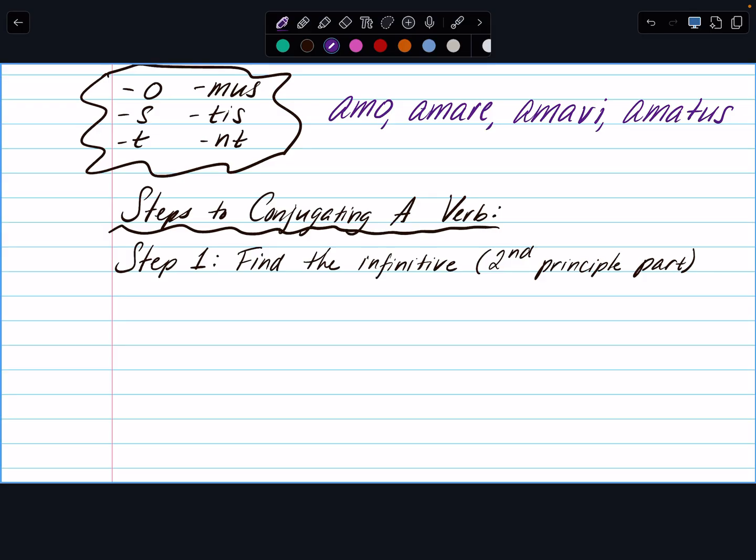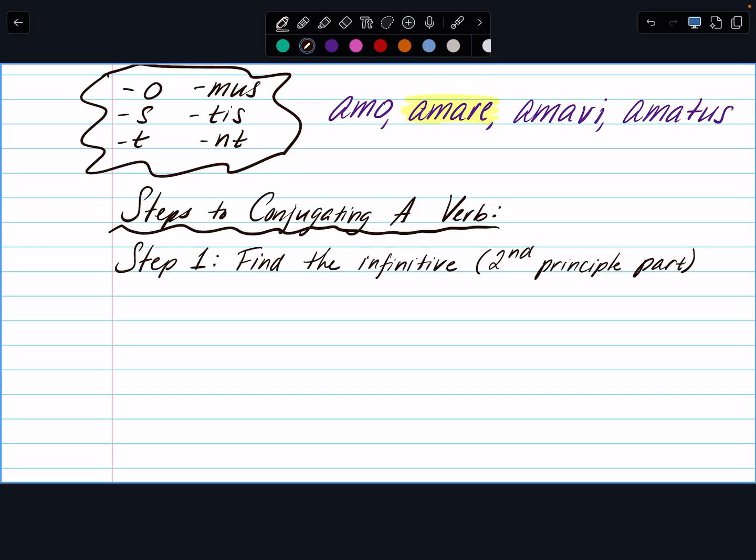The reason I'm going to push for you to start learning all the principal parts is because each form is going to help you with a different verb tense. They're principal parts for a reason. You're going to need each one eventually. But in this first one, we're just going to conjugate in the present tense. So the first step is find the infinitive, also known as the second principal part. Which form out of amo, amare, amavi, amatus is my second principal part, Attilia? Amare, good. We're just going to highlight that. You can underline it or circle it if you have it.